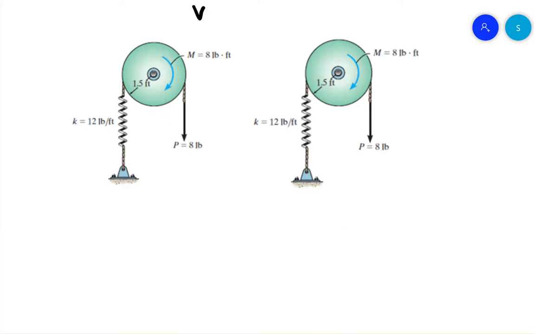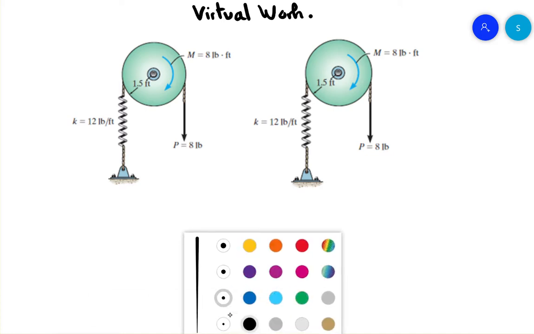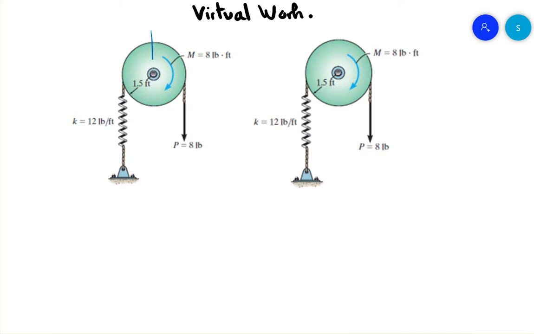Okay, so this is an example for virtual work of a force and a moment. We have a disk, and the information that we have is the weight of the disk in the middle. So let's do the free body diagram on the left.